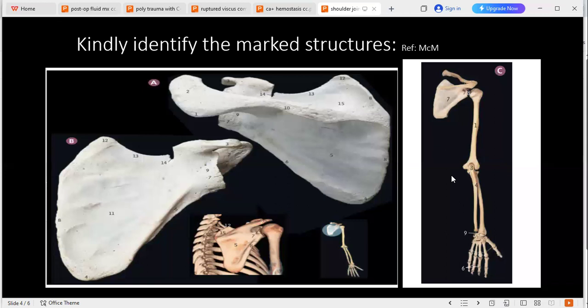Please tell me what movements are possible at the elbow joint? Flexion, extension, and at the radioulnar joint, pronation and supination.